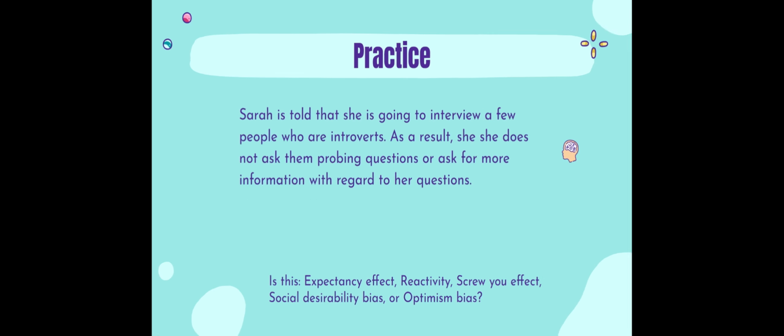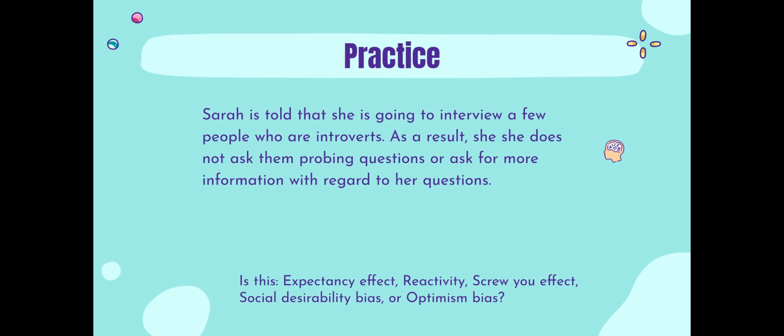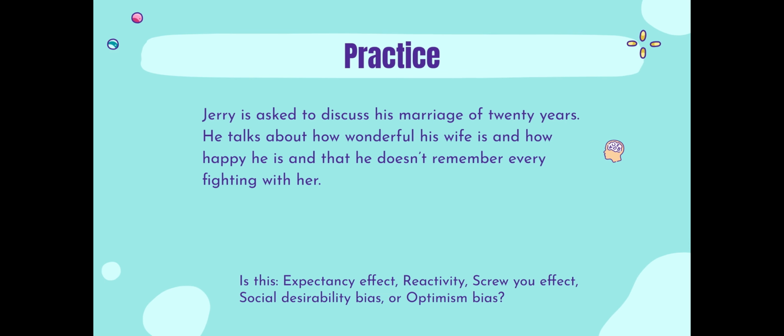Then we have Sarah, who is told she's interviewing introverts. As a result, she doesn't ask probing questions. This is an expectancy effect, where her expectations based on the label given influence how she interacts, potentially biasing the data she collects. Moving on, Jerry discusses his long marriage, praising his wife and saying he doesn't remember ever fighting.